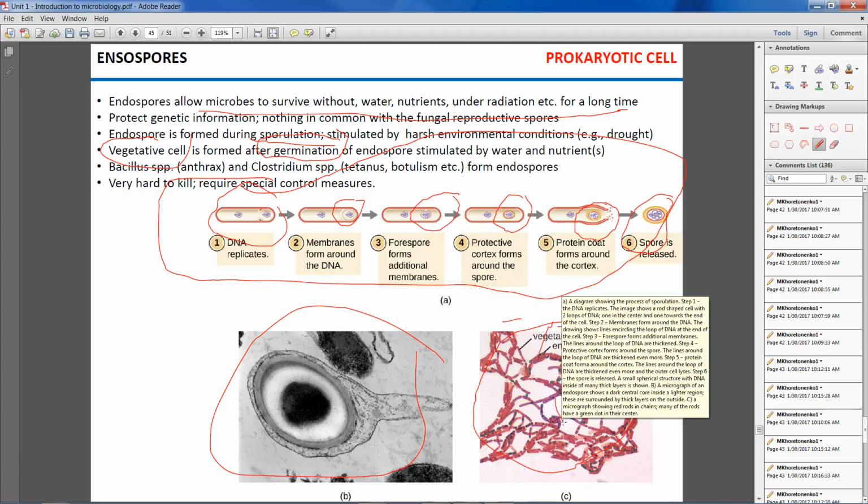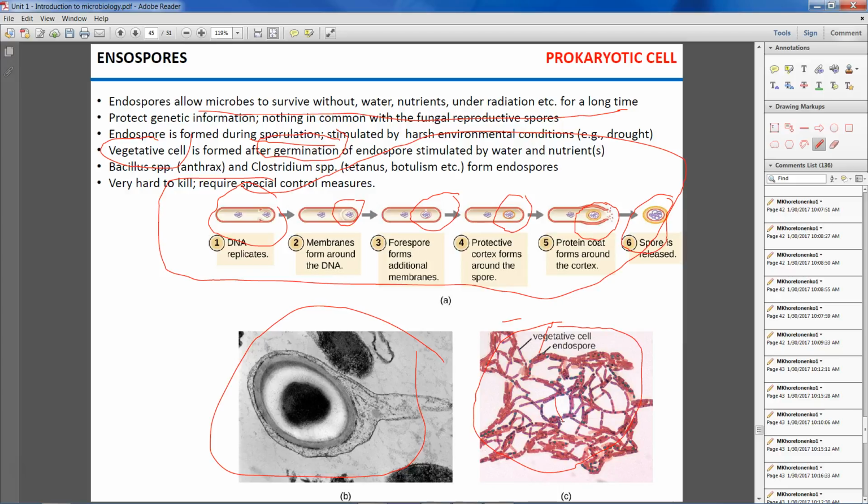Because a lot of pathogenic microbes of two genera that we are especially interested in, the genus Bacillus and the genus Clostridium, form endospores. Bacillus anthracis causes anthrax. Members of the genus Clostridium can cause tetanus, botulism, C. diff, Clostridium difficile, okay? Clostridium perfringens is the gas gangrene causative agent. A lot of pathogens are endospore formers. So we have to be aware of that.